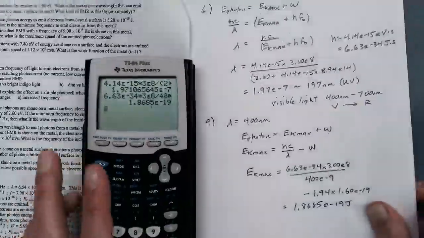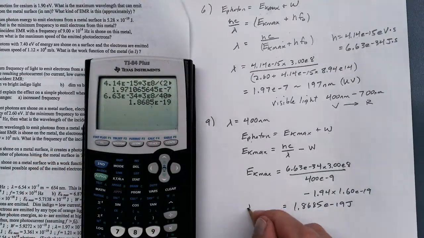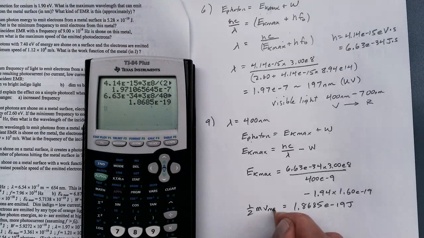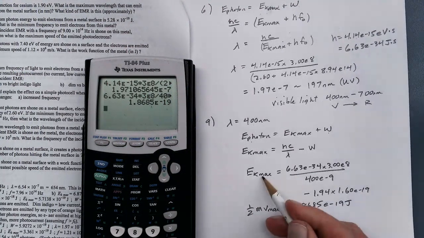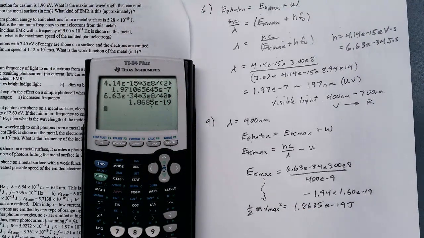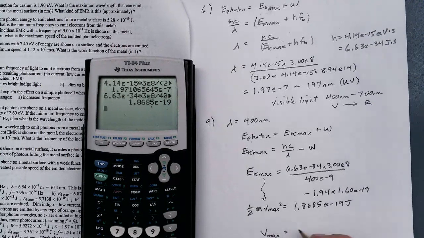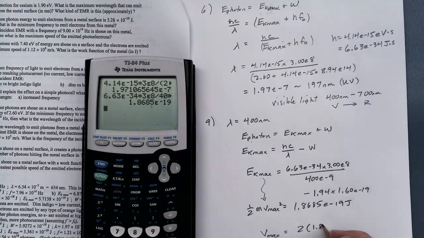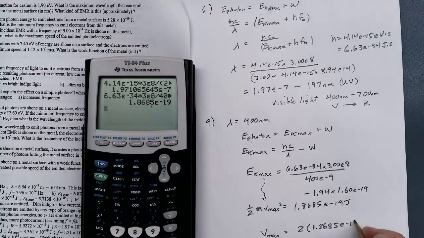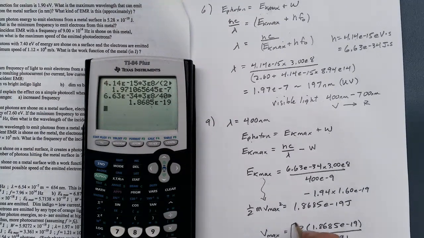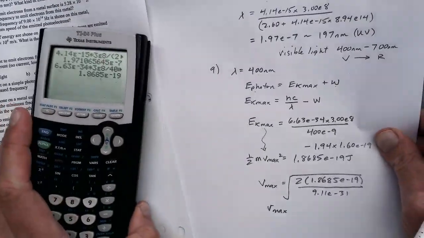Now we can go ahead and equate that to 1/2 mv max squared, because that's what kinetic energy really is. Right? It's the kinetic energy of an electron. So let's solve for v max. So I'm going to multiply by 2 straight across. So 2 times 1.8685 e negative 19. And then I'm going to divide by m, which is the mass, 9.11 e negative 31. And then I'm going to square root.